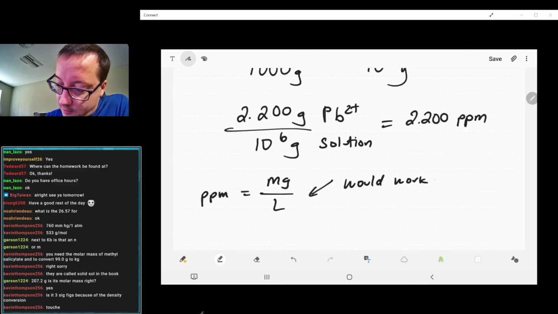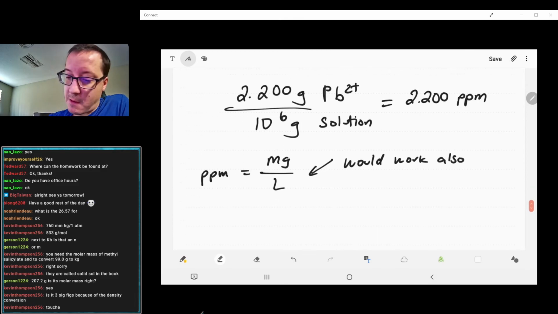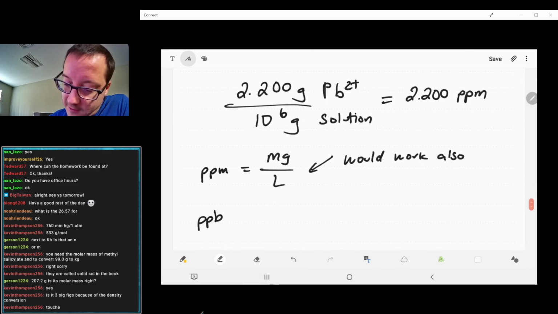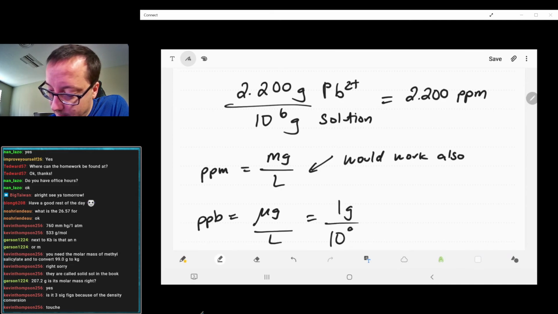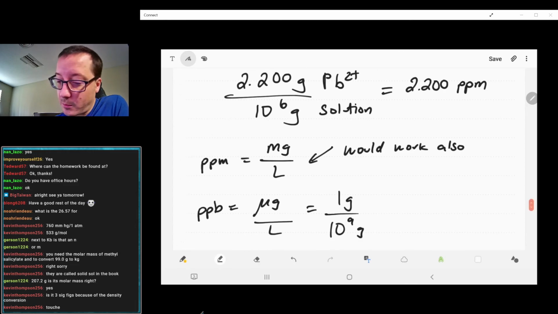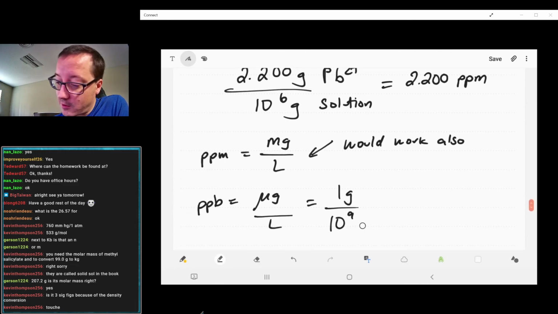So this would work also. Remember, if you see parts per billion, that's micrograms per liter. That would be another way to do that if you needed to look up parts per billion. Or remember, that's 1 gram over 10 to the 9th grams, and you would just do a proportion that way, just like we did in this problem. So either way would work.